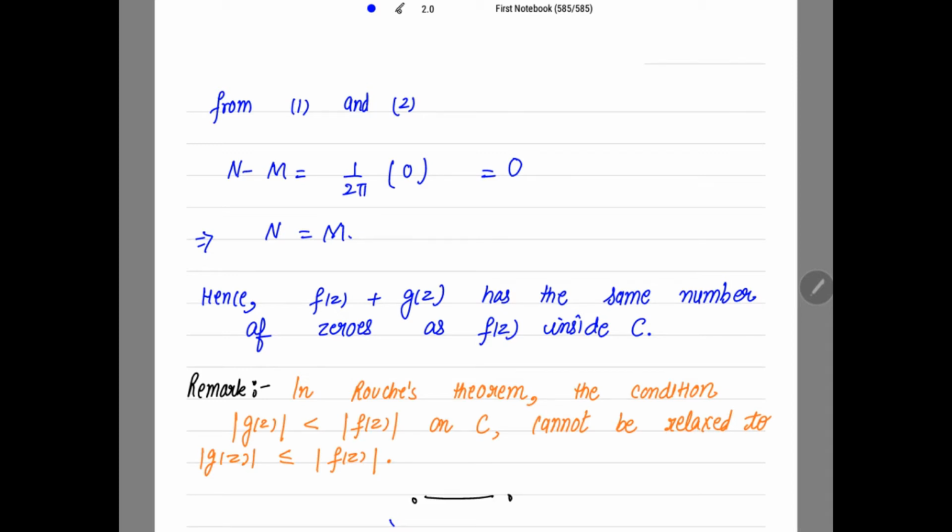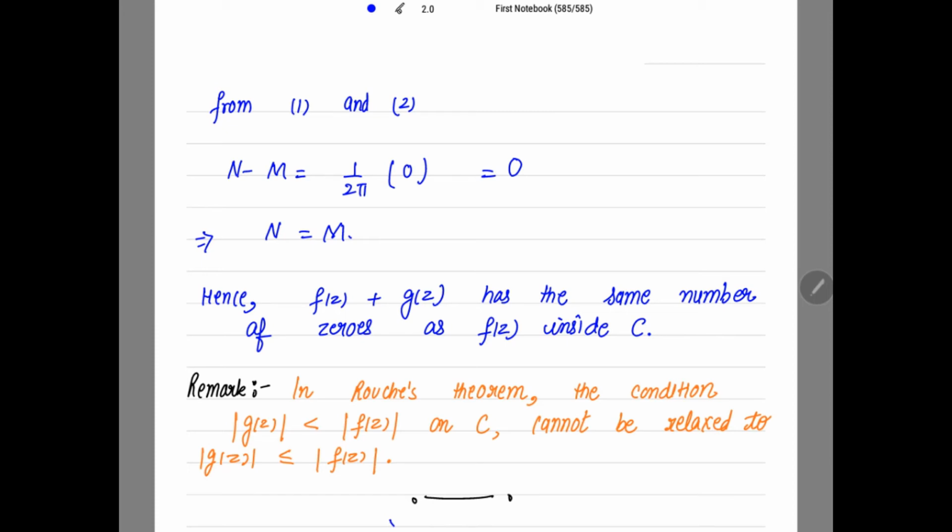Result is proved. Just keep in mind a small remark that in Rouche's theorem, the condition is mod gz strictly less than mod fz on C. It cannot be relaxed to mod gz less than or equal to mod fz. You cannot take their mods to be equal. So mod of gz should always be strictly less than mod of fz. This you have to keep in mind. So hence here ends the proof.